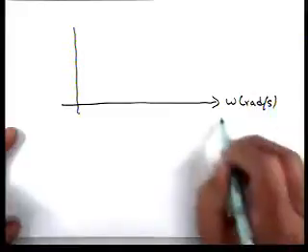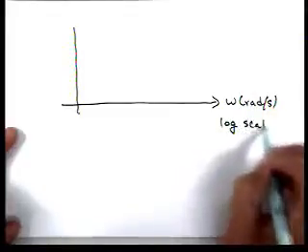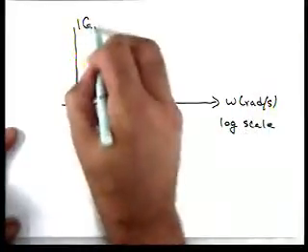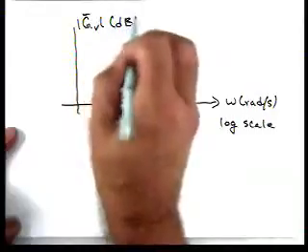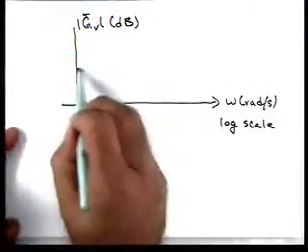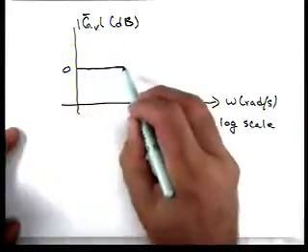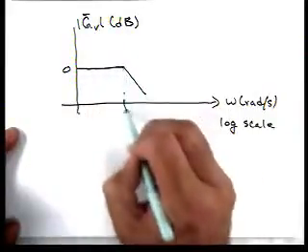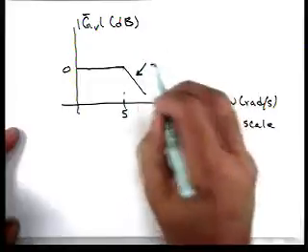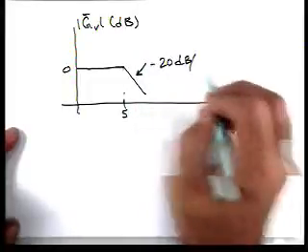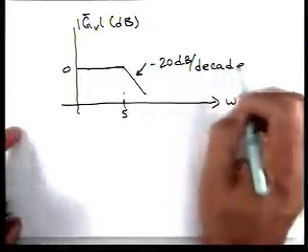Okay, so let's do the plot. And here's a magnitude of GV in dB. So this plot has a gain of 0 dB, and then at 5 radians per second it breaks down at 20 dB per decade.